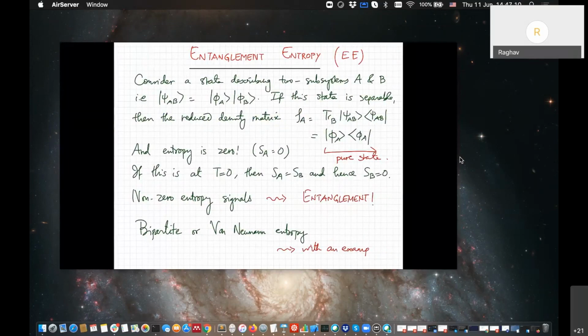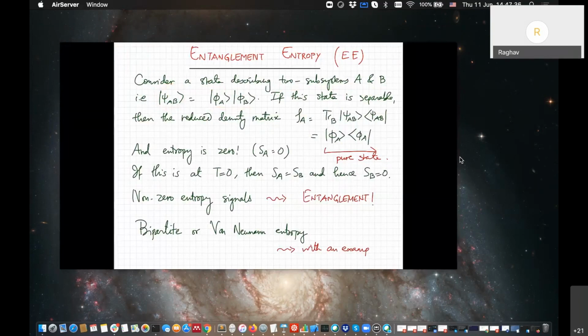Okay, so let's talk about entanglement entropy. This is basic quantum mechanics, which we're going to talk about now. So, for example, consider some state which describes two subsystems, A and B. So you have some state psi AB, which is given by this phi A, phi B.